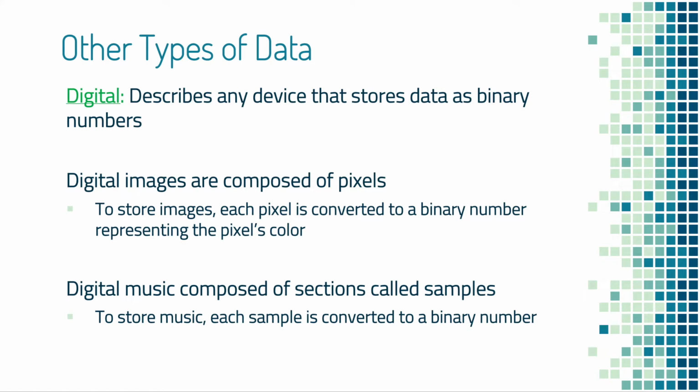And the image is comprised of thousands of pixels, which gives it a very good quality, and the higher the number of pixels you have, the better quality you have. Music is in a similar way, and it's composed of sections called samples, and each of the samples is converted to a binary number. That's how we store them. So when you're listening to your MP3s, those sections are being played out of those samples that are being stored as binary numbers.